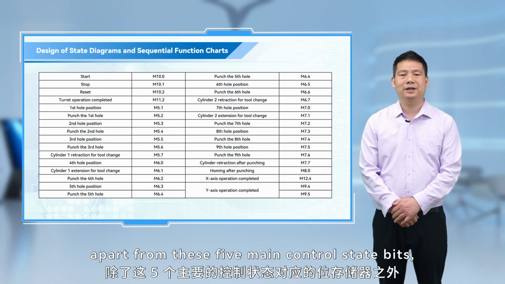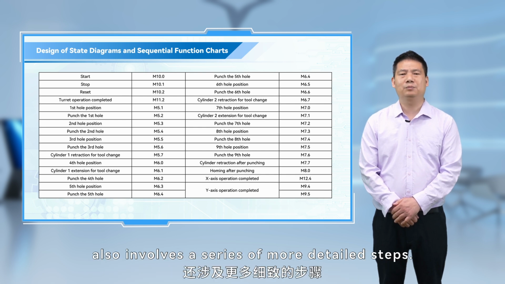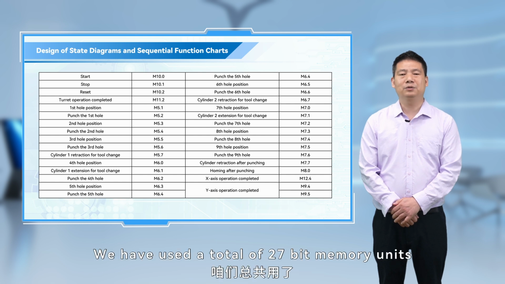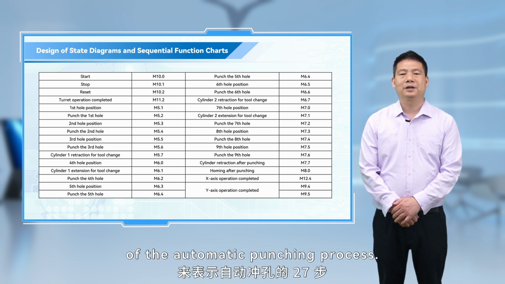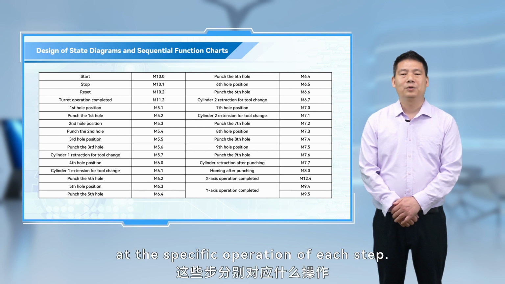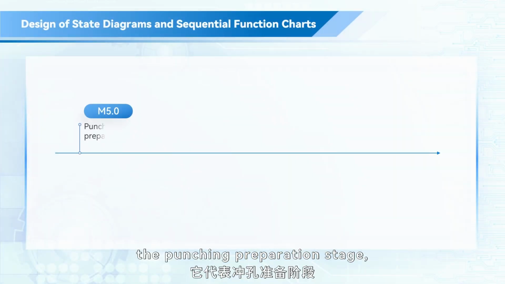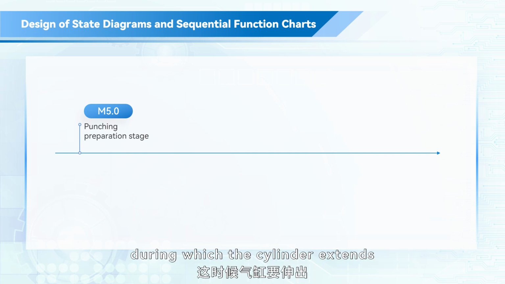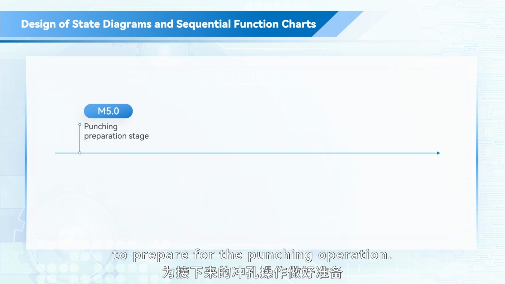However, apart from these 5 main control state bits, the automatic punching process also involves a series of more detailed steps. We have used a total of 27-bit memory units, from M5.0 to M7.7 and M8.0, to represent the 27 steps of the automatic punching process. Next, let's look in detail at the specific operation of each step. First, M5.0 represents the punching preparation stage, during which the cylinder extends and clamps the workpiece securely in place to prepare for the punching operation.